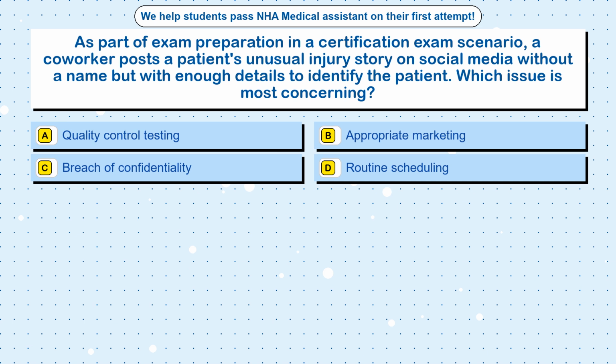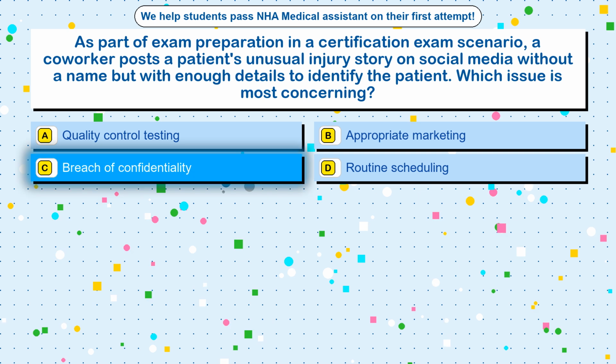Question 18. As part of exam preparation in a certification exam scenario, a coworker posts a patient's unusual injury story on social media without a name but with enough details to identify the patient. Which issue is most concerning? Option A, quality control testing. Option B, appropriate marketing. Option C, breach of confidentiality. Option D, routine scheduling. The correct answer is option C, breach of confidentiality.